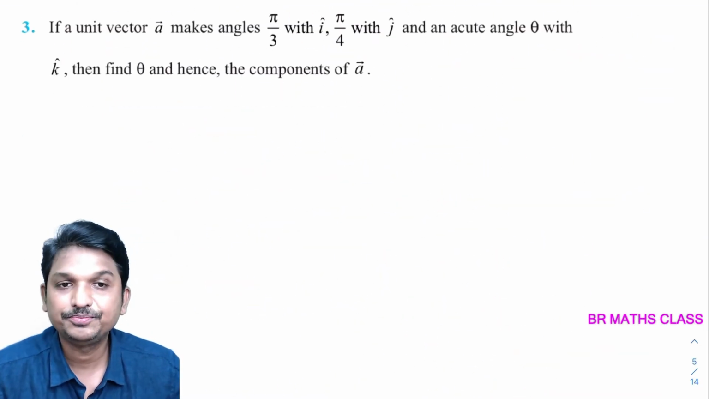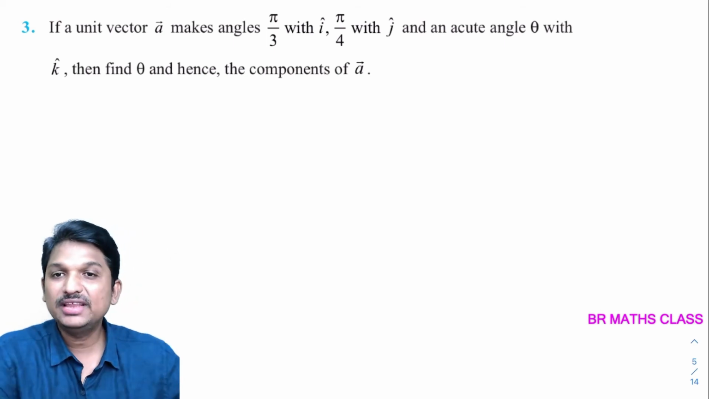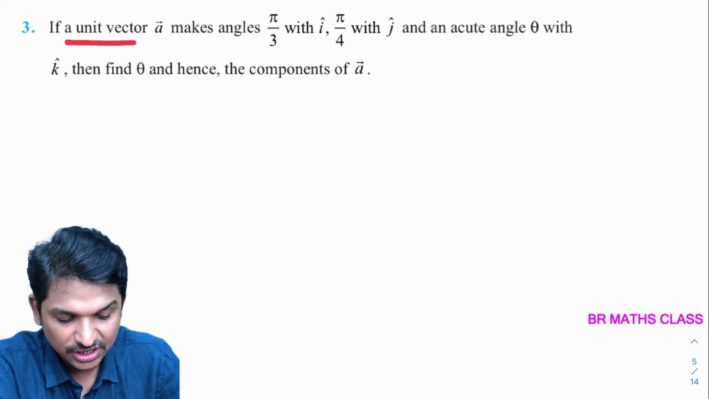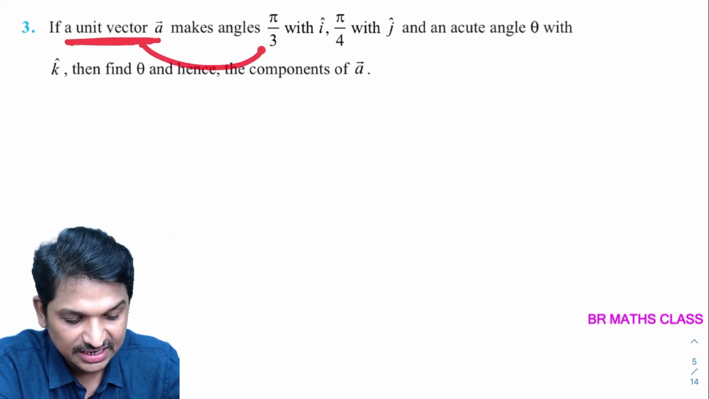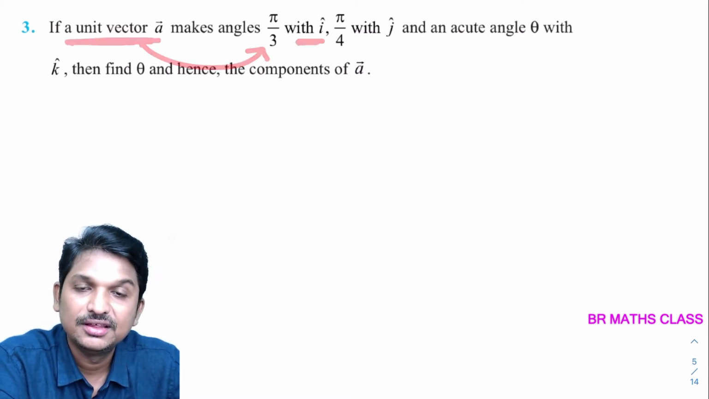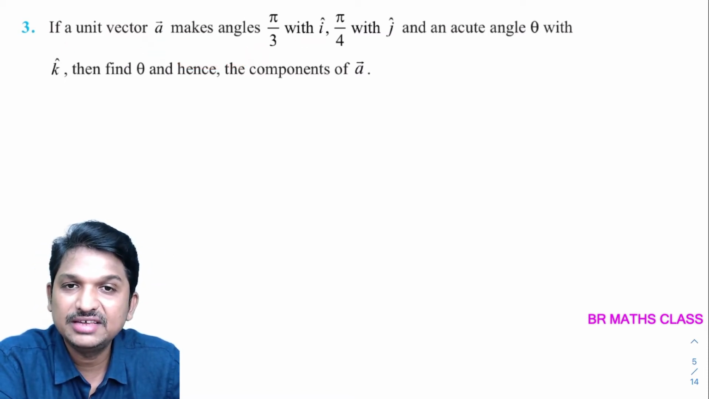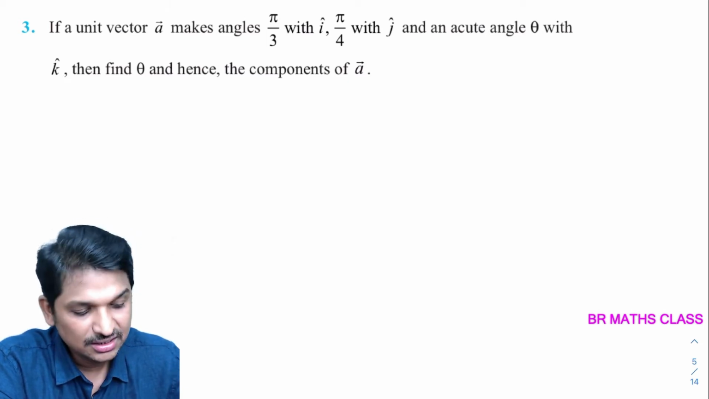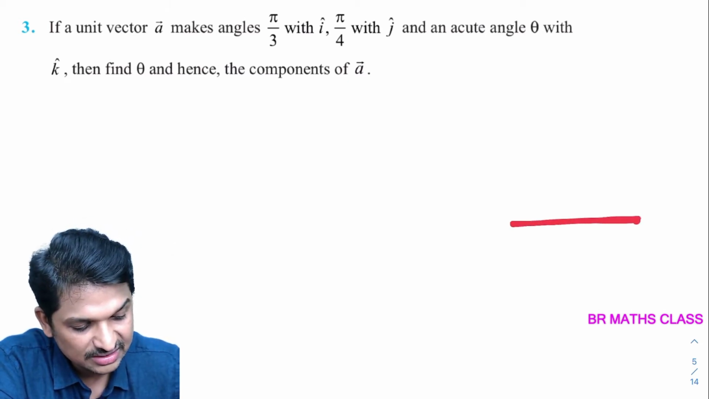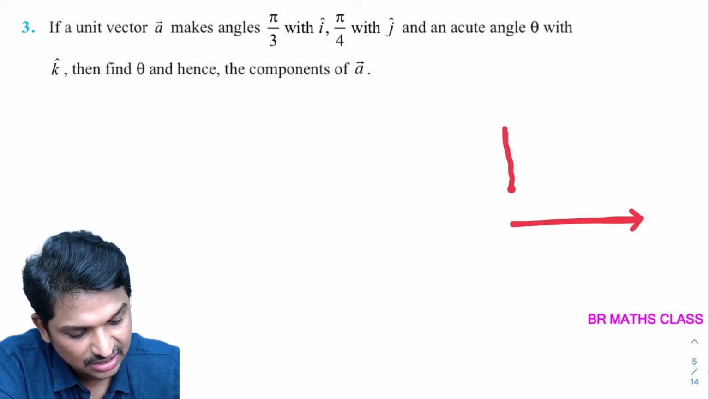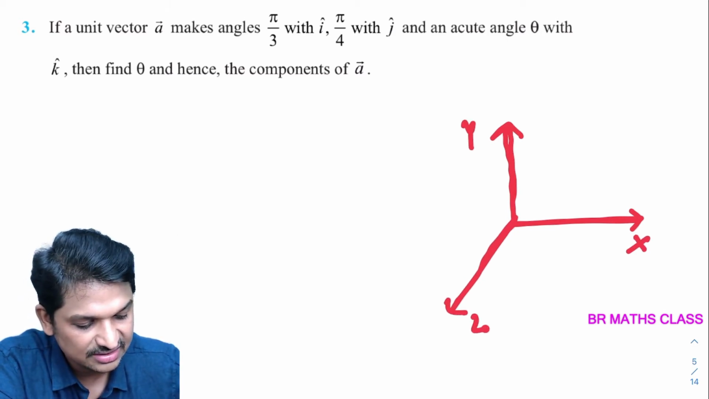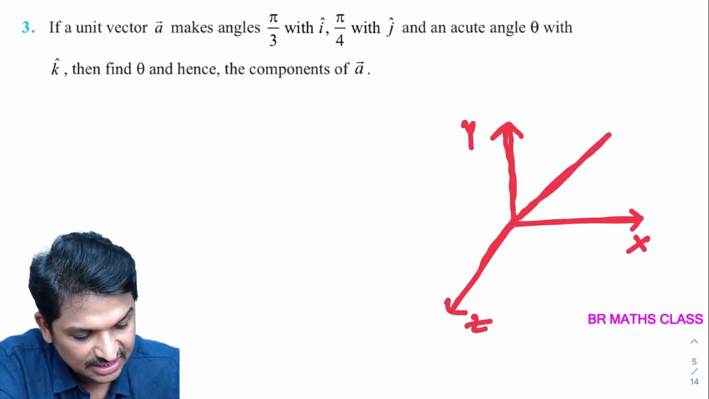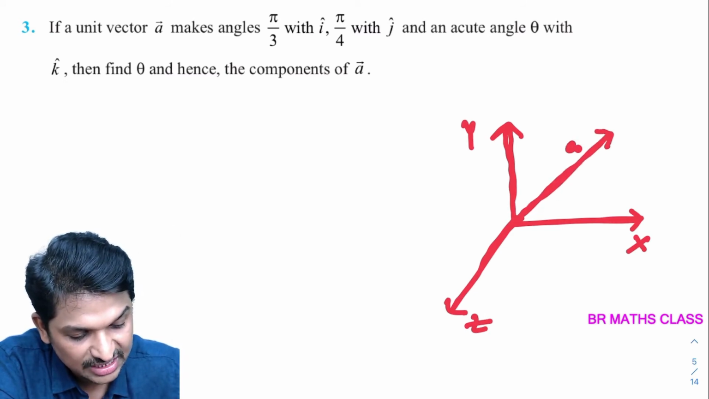See the third question. Here, what they are asking: if a unit vector a bar makes an angle pi by 3 with i cap. Here I will just try to explain this. You know direction cosines. You learned about direction cosines of a vector. Suppose x-axis, y-axis, z-axis are like this. If there is a vector, I'll name this as a bar.